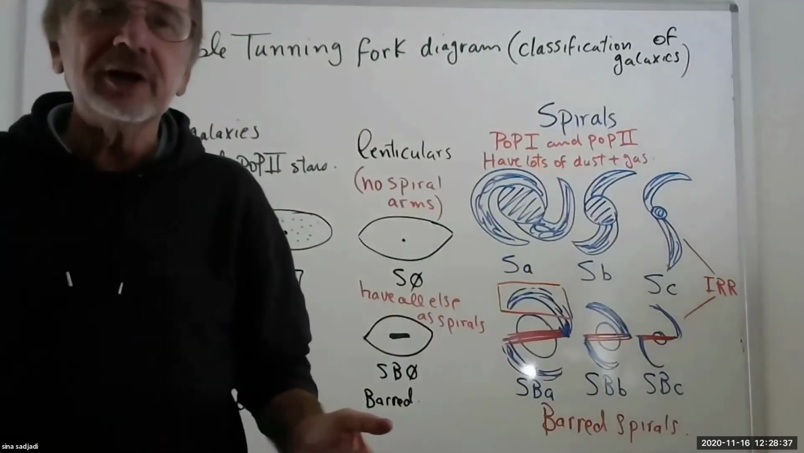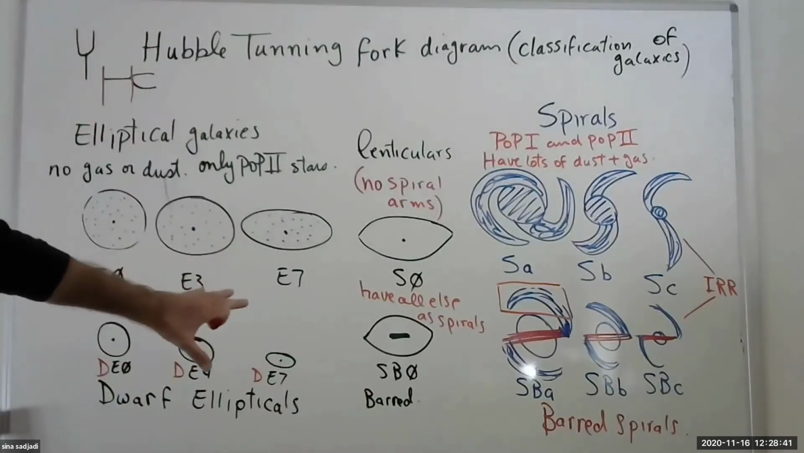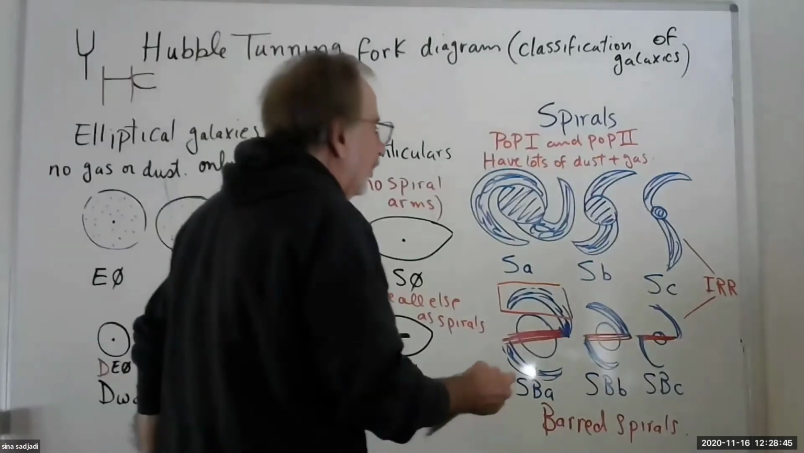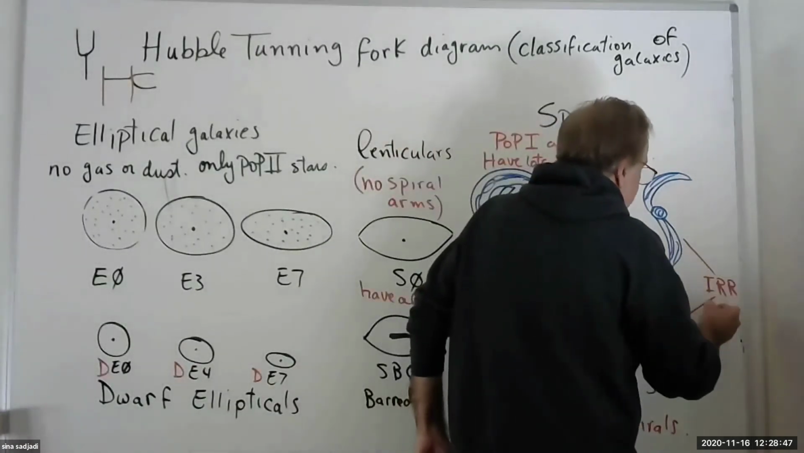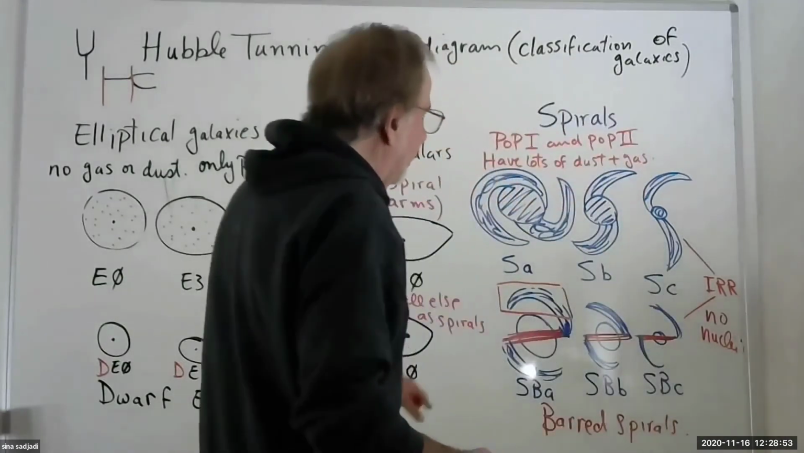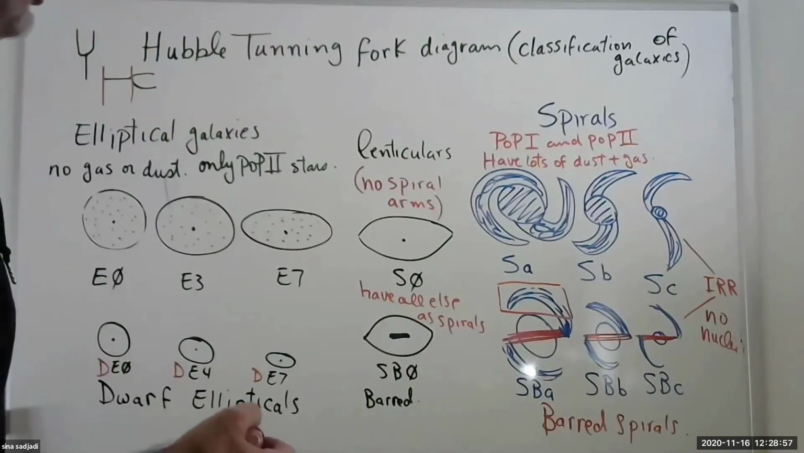They have no nuclei, no nucleus at all. But all of these galaxies have a nucleus. Irregulars don't have any nucleus. So we say these have no nuclei. But they have everything else. They have population 1, population 2, lots of dust and gas.